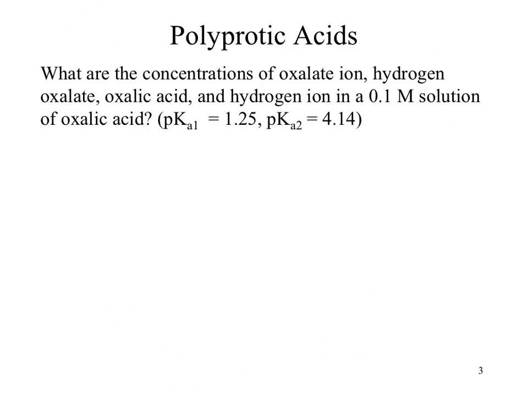The next sequence of questions is ultimately asking what I've got up here. We want to know the concentrations of, and I expanded this, oxalate ion, hydrogen oxalate, oxalic acid, and hydrogen ion in a 1 molar solution of oxalic acid. Given 2 pKa's. Why are there 2 pKa's?